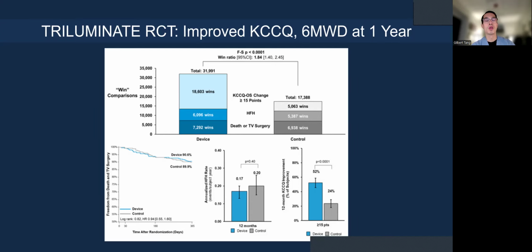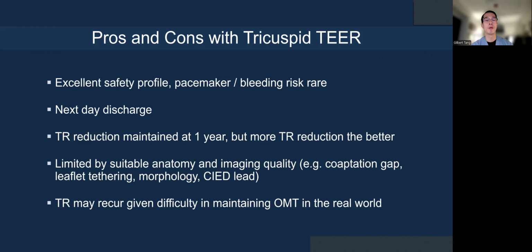So the pros and cons of tricuspid TEER: it has an excellent safety profile. Pacemaker and bleeding risk are rare. Patients go home typically the next day. The TR reduction can be maintained at 1 year, and the more TR reduction you can get, the better you are with the outcome. The limitation right now is suitable anatomy and imaging quality. So it depends on the gaps, the leaflet tethering, the morphology, and also the presence of leads and their locations. TR may recur though, in reality, given the difficulty in maintaining optimal medical therapy in the real world, and we've seen patients unfortunately come back with that. So it's very important to stay vigilant in managing these patients closely.